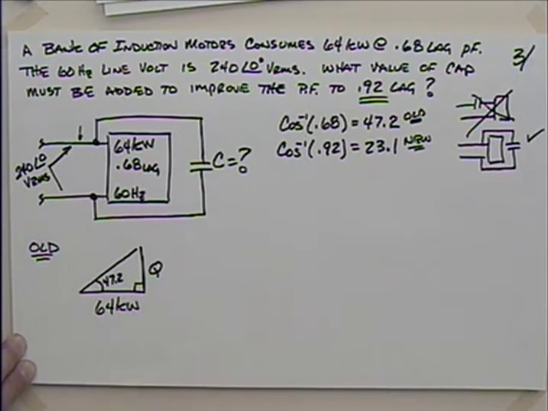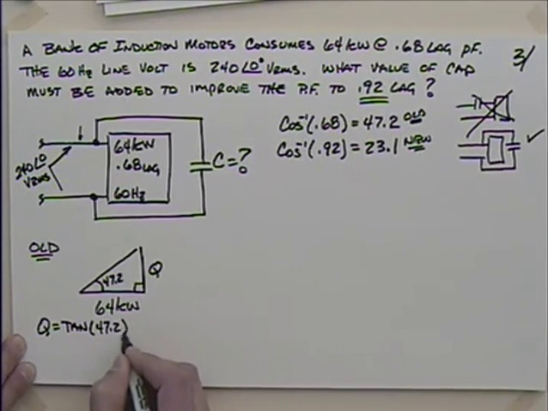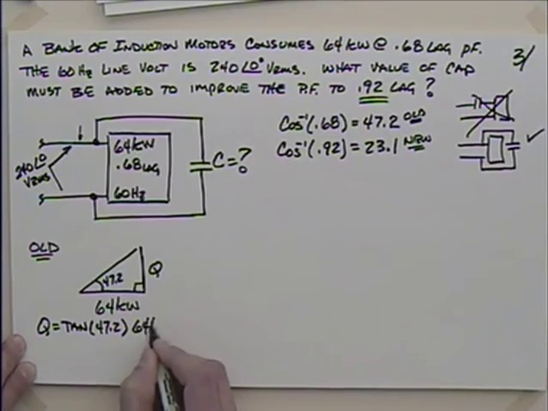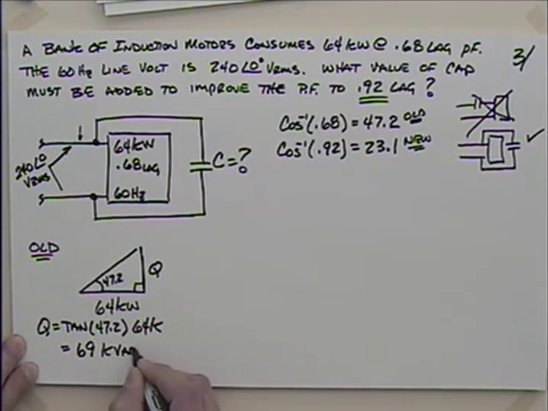So that makes it pretty easy to find Q, right? Q is going to be equal to the tangent of 47.2 times 64K, which gives me 69 kVars.